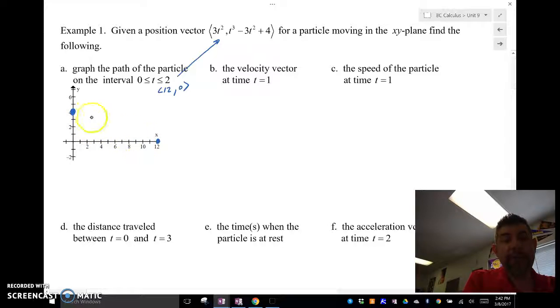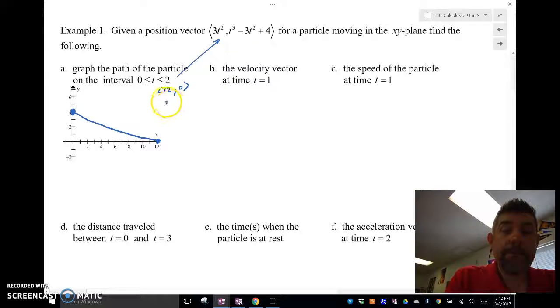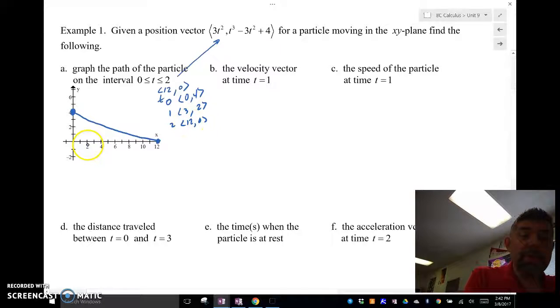And we probably want to find a value in the middle here. Let's go and put 1 in. So when t equals 0, we're going to get the point 0, 4. When t equals 1, we're going to get the point 3, comma 2. And then when we put 2 in, we're going to get 12, 0. So 3, 2 is going to be here.